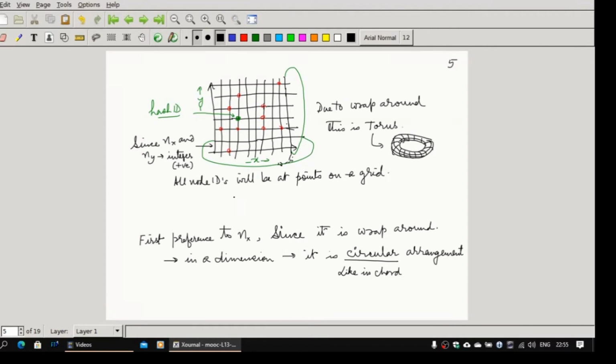Okay. Now all node IDs will be at points on this grid. So as I am saying, instead of going with Euclidean distance, we can look for non-Euclidean approaches. So let the precedence be given to the node's x-axis, and since it is a wraparound, it will go only in one dimension, in a circular arrangement like Chord.